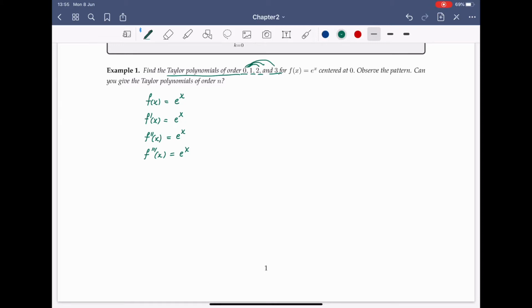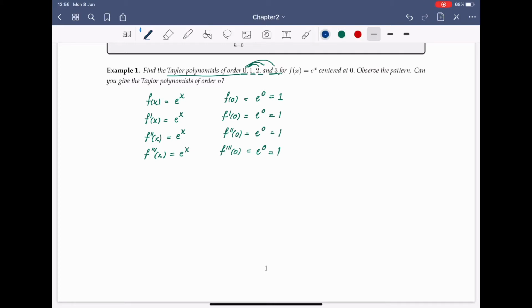All right, and then after that, I am going to compute f(0), f prime of 0, and then f double prime of 0, and then f triple prime of 0. This is just to get everything ready to plug into the formula. So this is going to be e to the 0, e to the 0, e to the 0, e to the 0, which is 1, 1, 1, and 1.